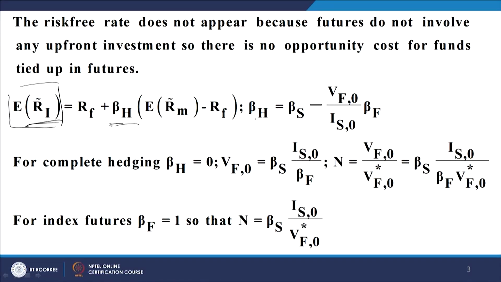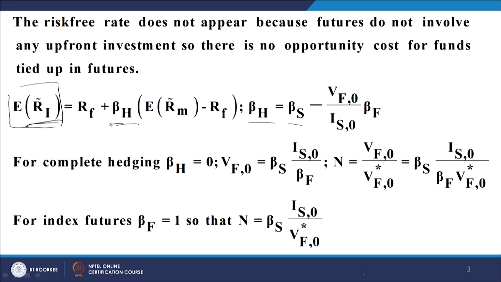Setting these respective values, we get beta h, and comparing the two, we get beta h is nothing but beta of the spot position minus the value of the futures position at t equal to 0, whatever value you have taken of the futures for the hedge at t equal to 0, divided by the cash position at t equal to 0, into beta of the futures. Now, in the case of index futures, beta f is usually taken as 1 because they represent the market portfolio. So, beta of f is usually taken as 1.